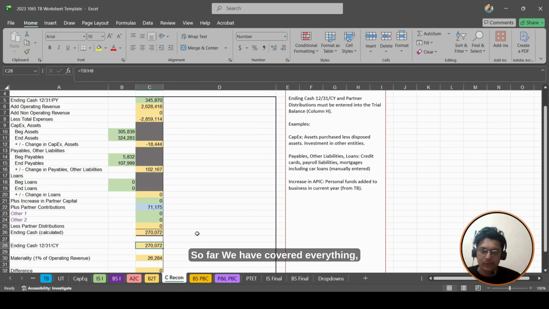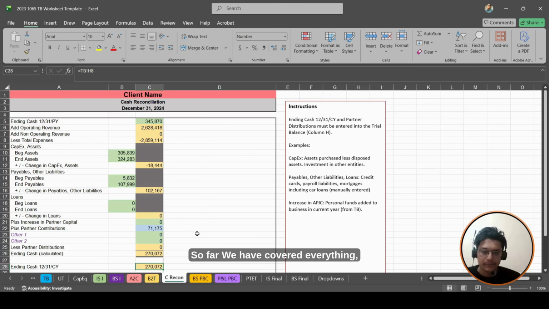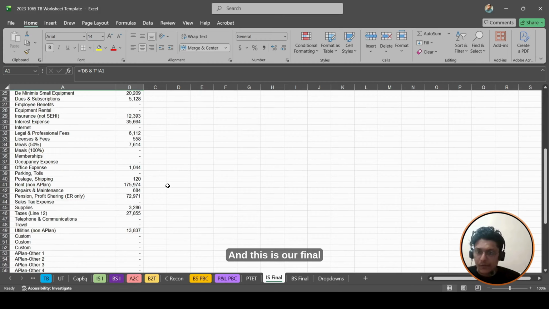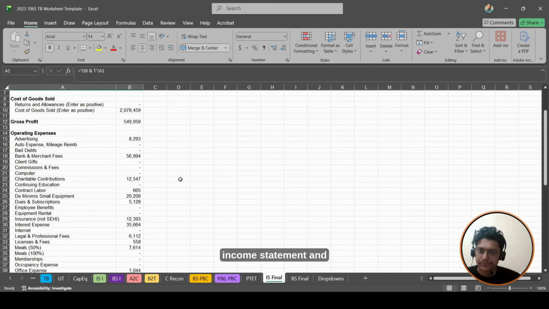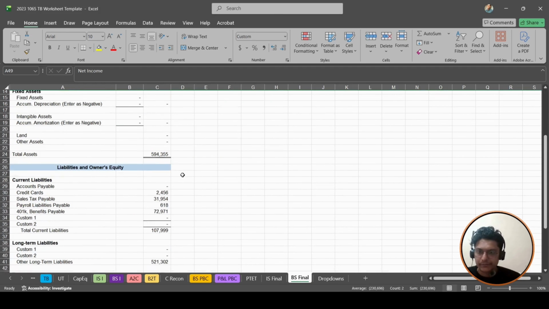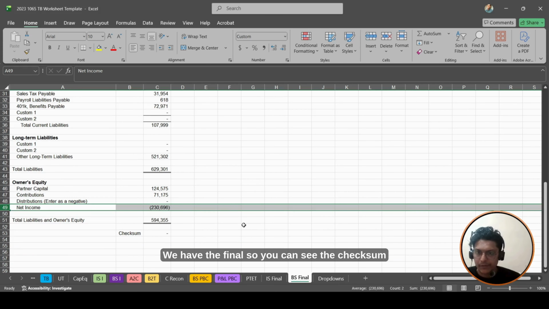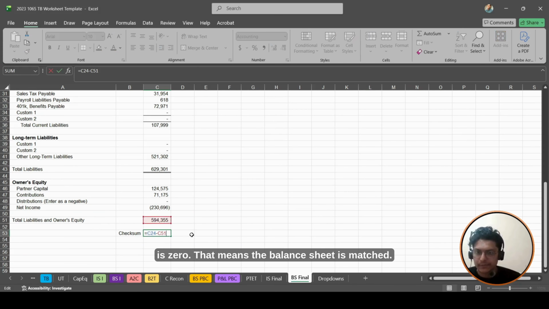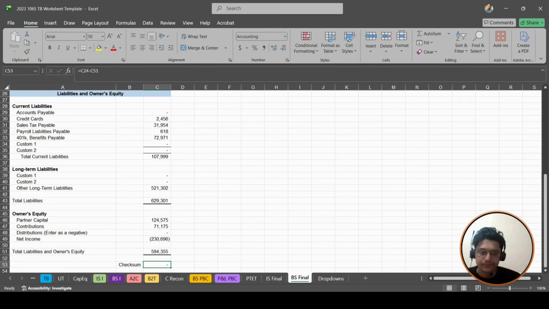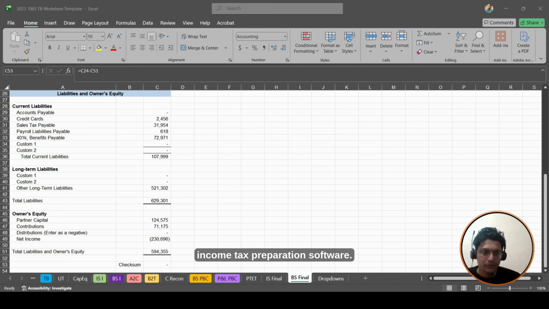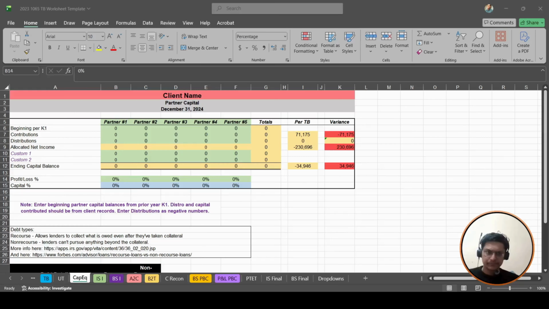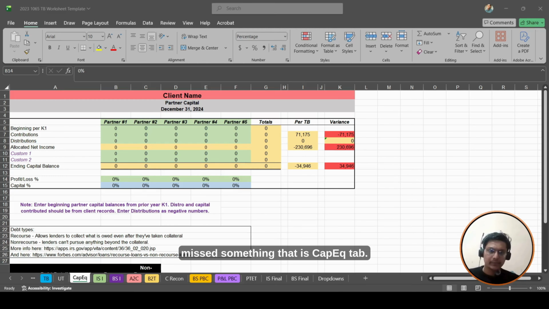So far, we have covered everything, and this is our final income statement and balance sheet. We have the final. So you can see the checksum is 0. That means the balance sheet is matched. Now we'll move to the income tax preparation in software. Okay, so before moving to that, we have missed something, that is the CapEq tab. Let's complete this CapEq, capital equity.